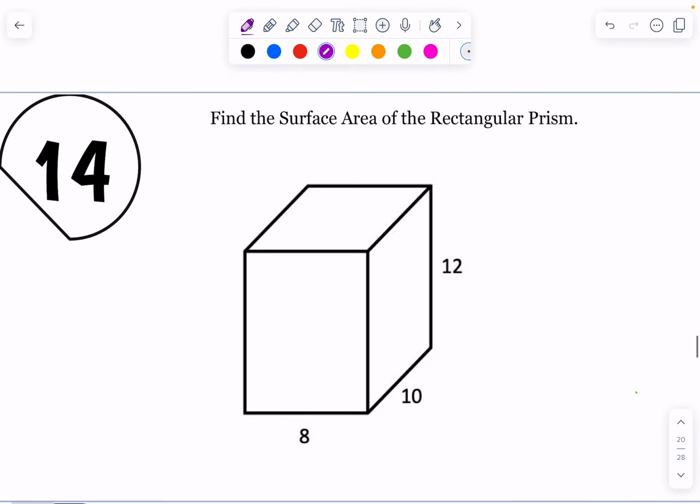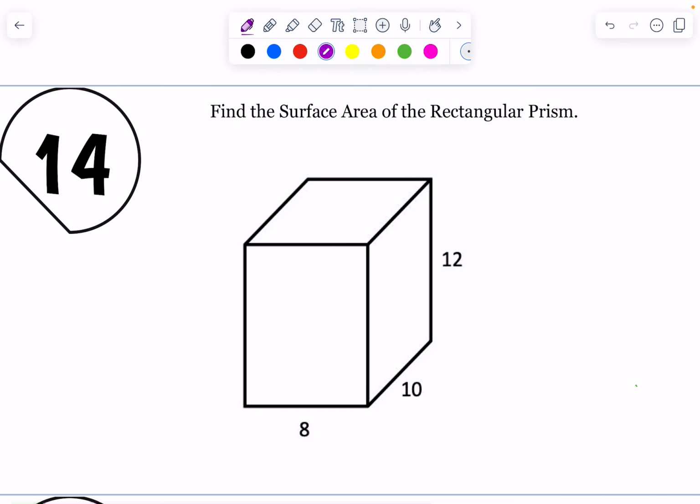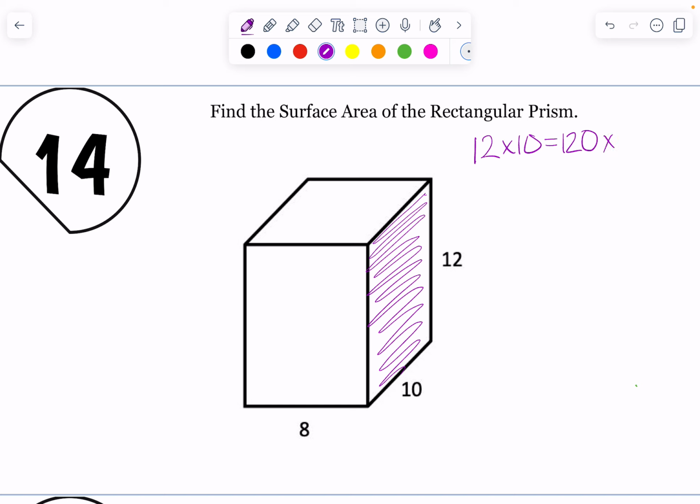We'll look at one more example for rectangular prisms, and then we'll move on to triangular prisms. So again, we want to think of all of the different faces we have here. I'm going to start with this purple side, and the measurements of that purple side are 12 times 10. So the area of that side is 120, but if I know that side, then there's another matching congruent face on the rectangular prism that has that same area. So I'm going to double that to get 240 square units.